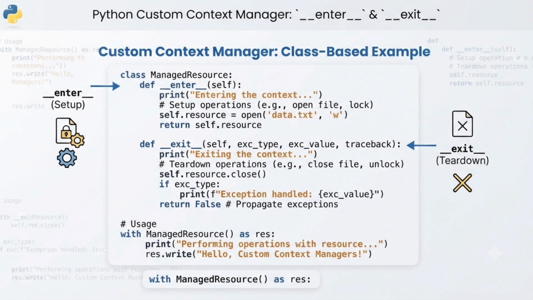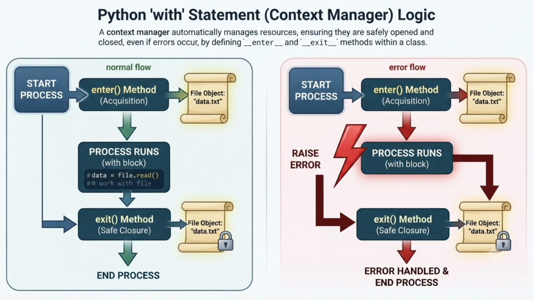34. Custom context managers. This is the logic behind the with open structure we saw in item 13. These are structures that automatically open a resource when a process starts and safely close that resource when the process ends, even if an error occurs. They are built by writing enter and exit methods inside classes.